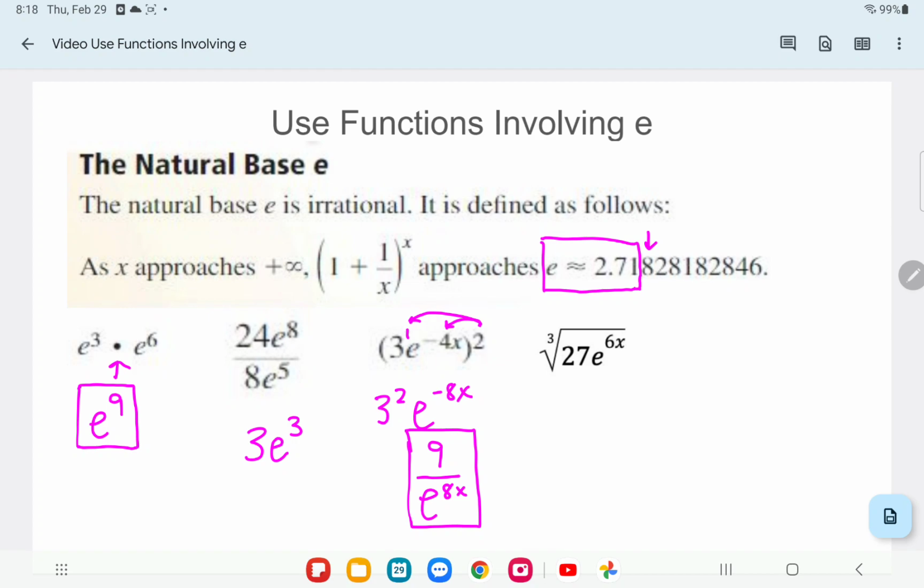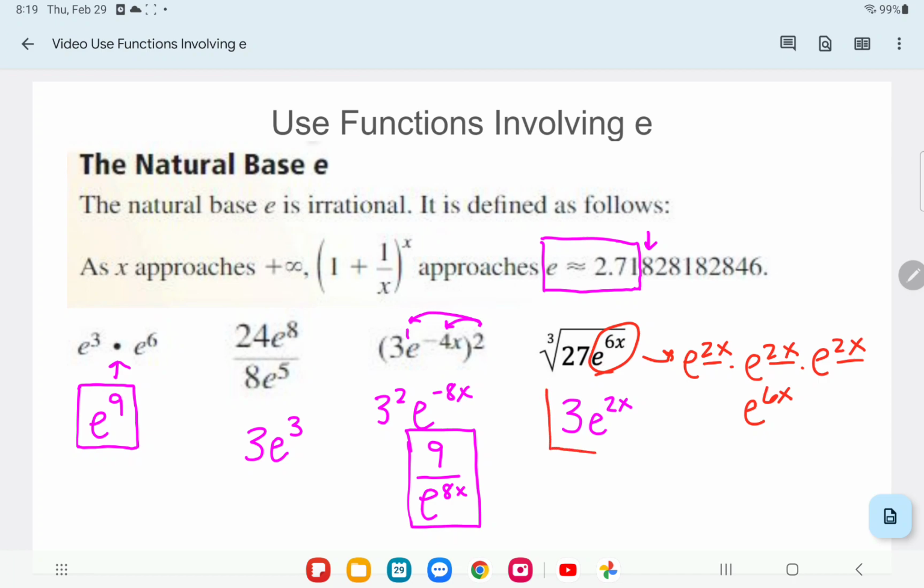For the next one, when we're taking the cube root of 27 is 3, and the cube root of e to the 6x is e to the 2x. If you aren't sure how I got that, imagine if you had e to the 2x times e to the 2x times e to the 2x. If I were going to calculate this, they all have a common base of e, and the multiplication rule says that I add these exponents, 2x plus 2x plus 2x is 6x. So that means when we take the cube root of e to the 6x, we get e to the 2x.